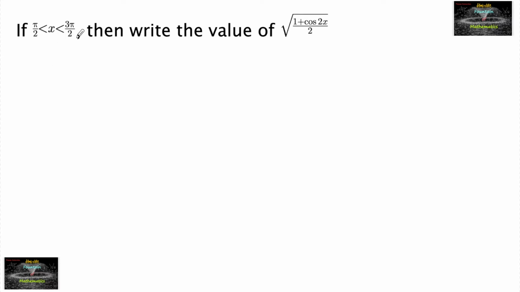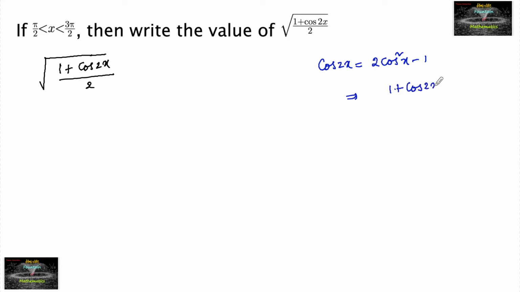If pi by 2 is less than x less than 3 pi by 2, then write the value of square root of 1 plus cos 2x upon 2. Since we have cos 2x is equal to 2 cos square x minus 1, from this we can also write 1 plus cos 2x upon 2 is equal to cos square x. So the square root of 1 plus cos 2x upon 2 can be written as root over cos square x, which is equal to mod of cos x, since root over x square is equal to mod x.